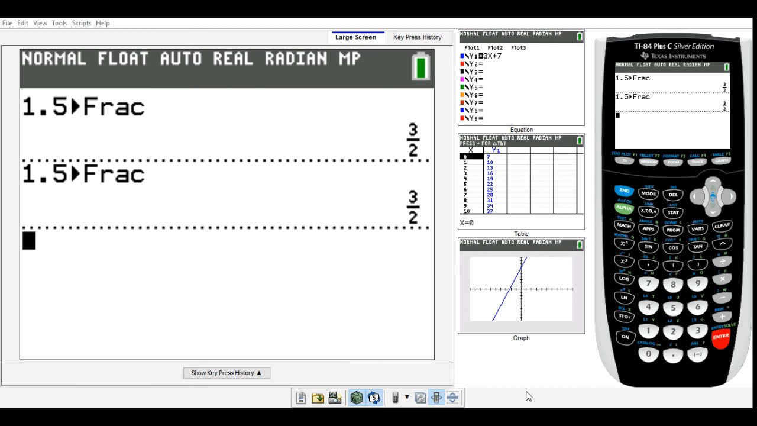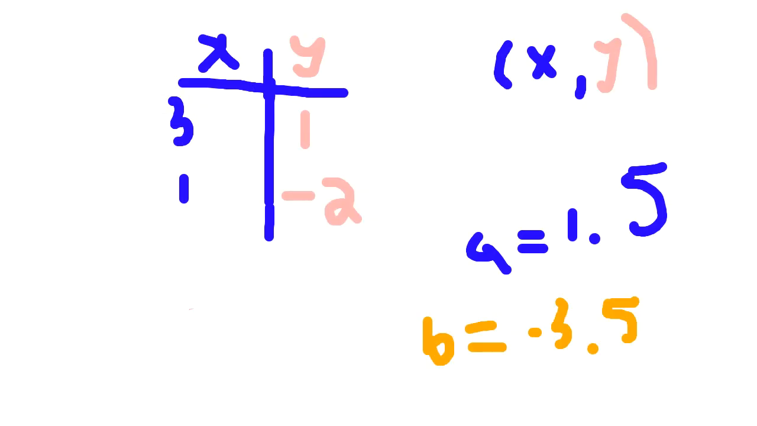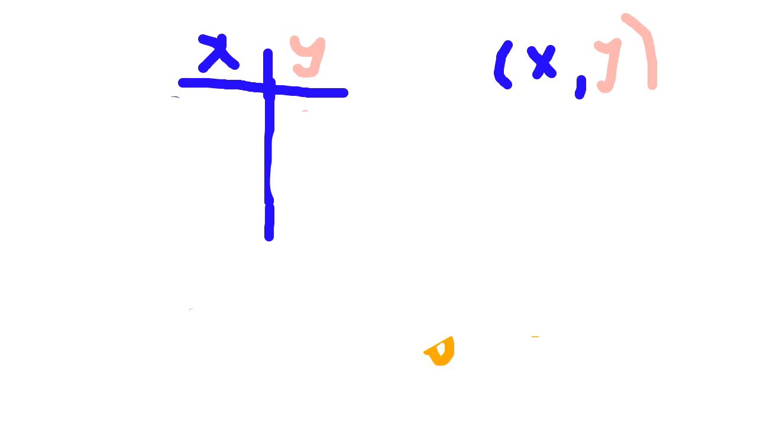Okay, so going to number 1. Only 32% of people got this right. Looking at this graph, anytime you see a graph, make a T-chart, which is like this. This is a T-chart. I'm going to go ahead and erase our old points. Remember, say your alphabet, X comes first, then Y.